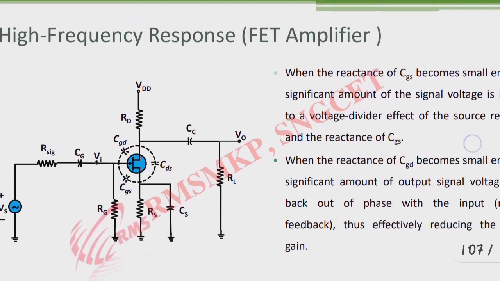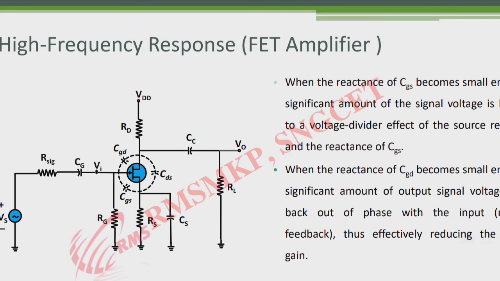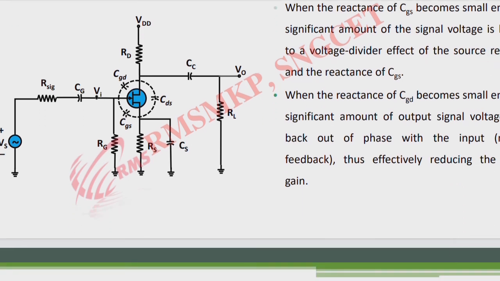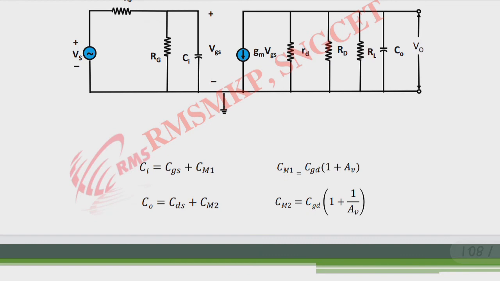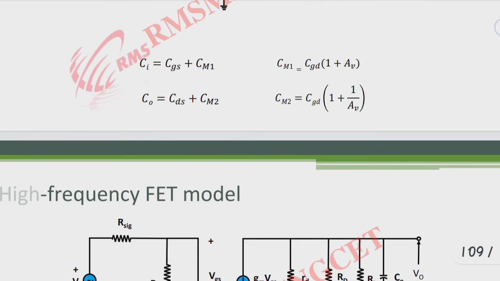High frequency response of the FET amplifier. When the reactance of CGS becomes small enough, a significant amount of signal voltage is lost due to the voltage divider effect of the source resistance and CGS. When the reactance of CGD becomes small enough, a significant amount of output signal voltage is fed back out of phase with the input, negative feedback, thus effectively reducing the voltage gain. Ci equal to CGS plus CM1. Co equal to CDS plus CM2. CM1 equal to CGD into (1 plus Av) and CM2 is equal to CGD into (1 plus 1 by Av).